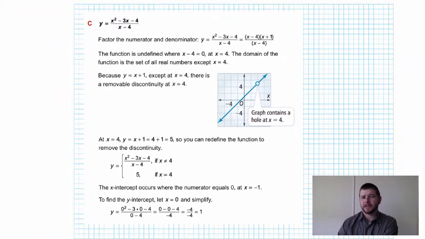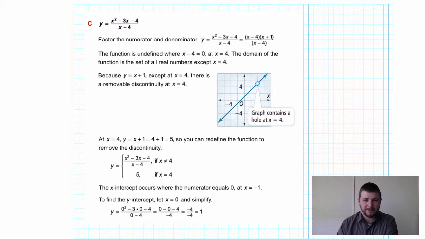C. y equals x squared minus 3x minus 4 over x minus 4. Looks like a possibly factorable numerator. Yep. And the directions say factor the numerator and denominator. We don't really factor the denominator, but we at least take a look at it. Factoring the numerator, we find x minus 4 times x plus 1, and lo and behold, x minus 4 appears in both the numerator and denominator.